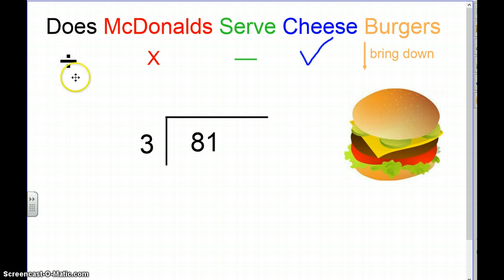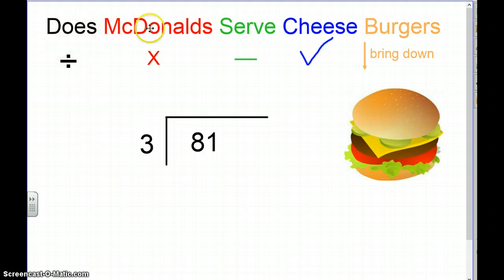So the steps are: step 1, divide; step 2, multiply; step 3, subtract; step 4, check and compare; and step 5 is to bring down. And that's all going to make a lot more sense in a few minutes, okay?